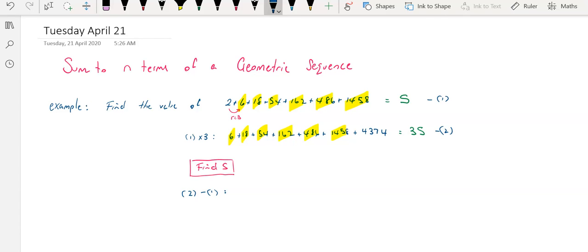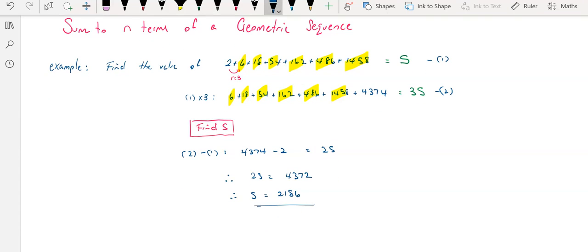So we'll end up with, on the left-hand side, everything collapses, everything dissolves except the 4374. And I'm going to take away 2, because that's all that's left in my S. And on the right-hand side, I've got 2S. So therefore 2S is equal to 4372, and therefore S is equal to 2186. So that's quite nice.